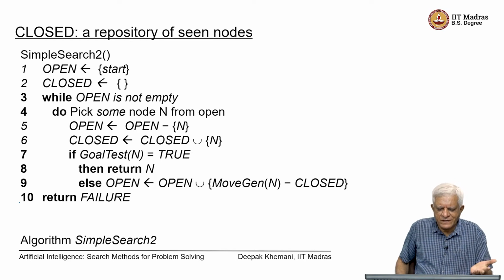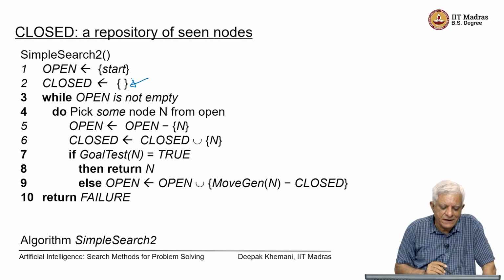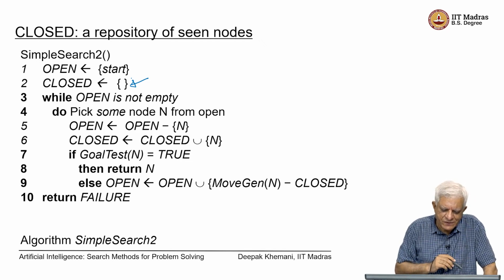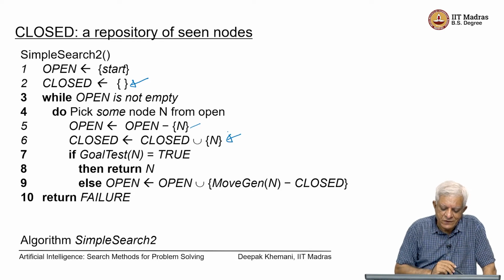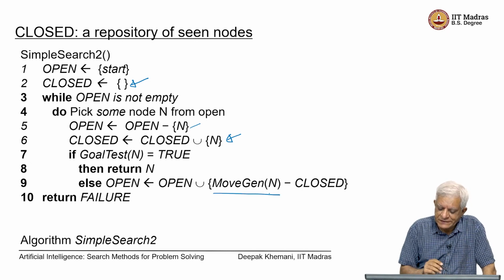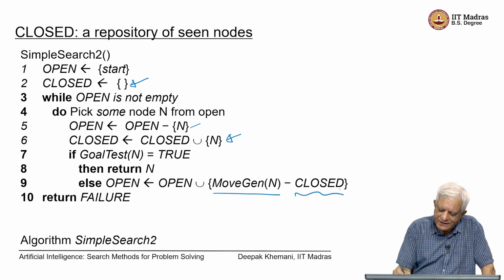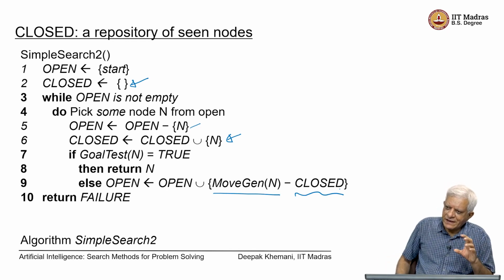So, this algorithm is just a modification of simple search 1, except that we have a new set being maintained here called the closed. Initially, it is empty because we have not seen them, but we again pick the node from open, remove it from open, and add it to closed. That is the difference that we are doing here. Again the same thing, test whether n is the goal or not. If it is the goal, then you return n. Otherwise, again call move gen of the neighbors of n, but from the neighbors, remember it is a set, we remove anything that is already in closed essentially. So, we are not going to generate those nodes again which we have already visited essentially.